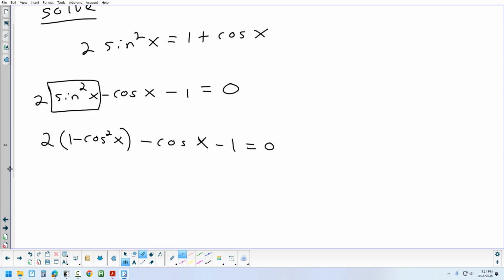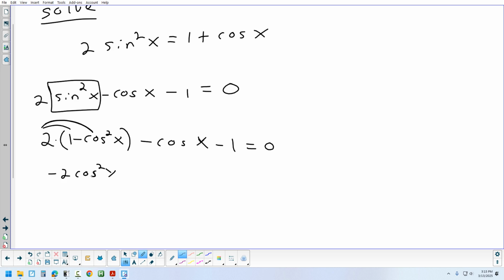We can factor. Well, hopefully maybe we can factor. We don't know yet because we still have to deal with this 2 in front of the parentheses. Oh, so do we distribute them? Yep. So if you distribute that, what's 2 times negative cosine squared? Negative 2 cosine squared. Okay.